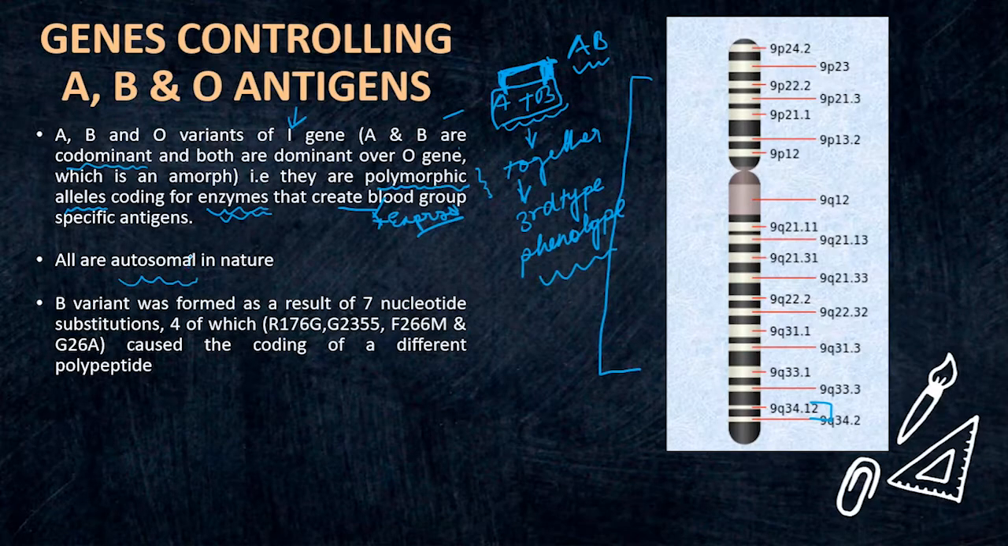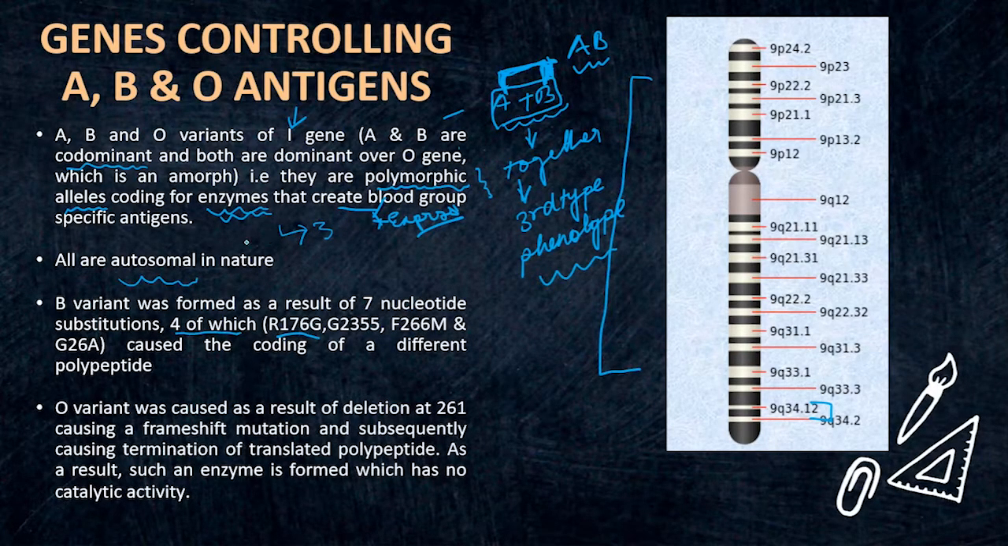The B variant was formed as a result of 7 nucleotide substitutions in the A variant, and 4 of these substitutions, the ones expressed here, are 176G, G235S, F266M and G268A. These 4 substitutions caused the coding of an altogether different polypeptide, and as a result a completely different enzyme was produced and a third type of genotype and phenotype was seen, which was different from the H antigen and A antigen, right?